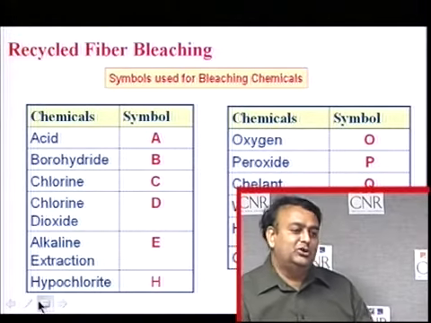So if somebody comes to you and says, in my mill I have PY bleaching, that means I have a peroxide bleaching followed by hydrosulfide bleaching. If somebody says, in my mill I have CEH bleaching, that means what you have is chlorine followed by extraction and then hypochlorite. Same thing, CED is chlorine, extraction and chlorine dioxide. You got the picture now how the bleaching group represents their bleach chemicals with the letters.